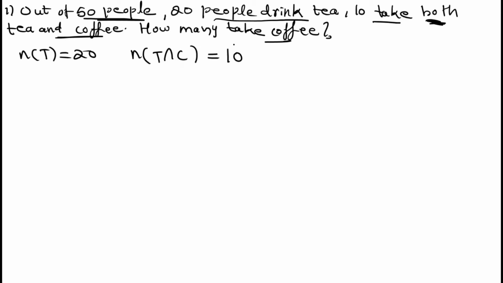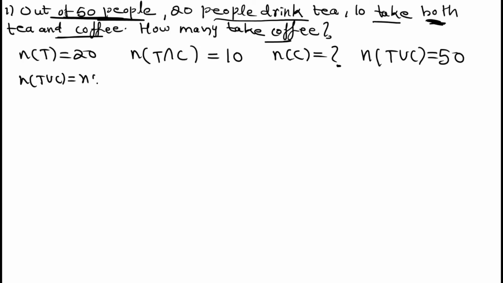See, how many take coffee? That means n of C equals question mark. See, the given data is out of 50 people. That means a total of 50 people are there. So you need to take n of t union C is equal to 50. Okay. Out of 50 people, this much data is given. Okay. Now apply the formula. We know n of t union C is equal to n of t plus n of C minus n of t intersection C. Here 50 is there, right? 50 is equal to n of t, which is 20.